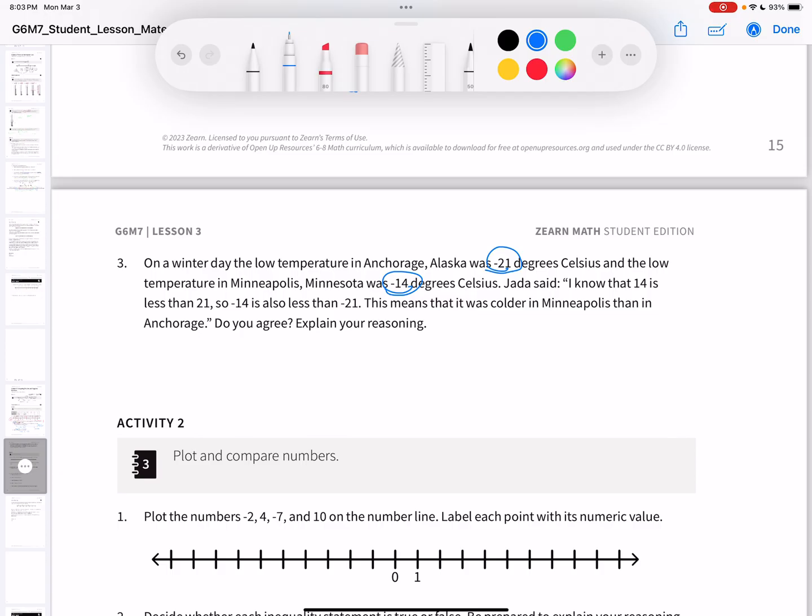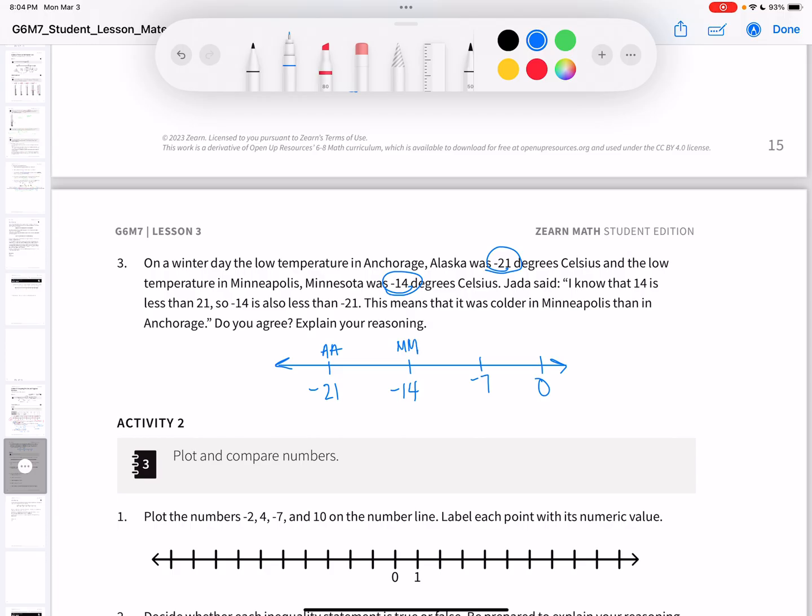Explain your reasoning. All right, so let's draw another number line. So here's our number line. And they're both negative, so let's go 0. 14 and 21 have a common factor of 7. So let's skip count by 7s. So we have negative 7, and then 7 more is negative 14, and then 7 more than that is negative 21. All right, so Anchorage, Alaska is negative 21 degrees. So this is Anchorage, Alaska. And Minneapolis, Minnesota is negative 14 degrees.